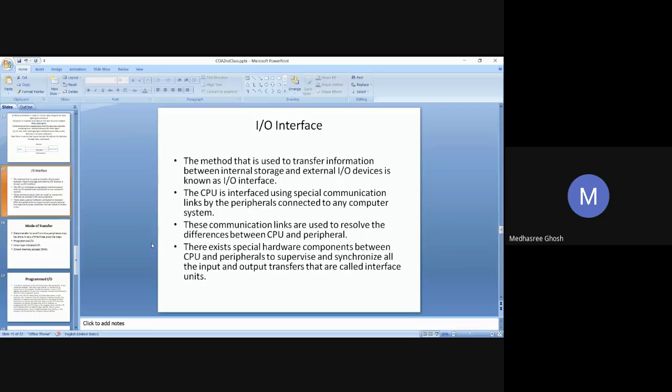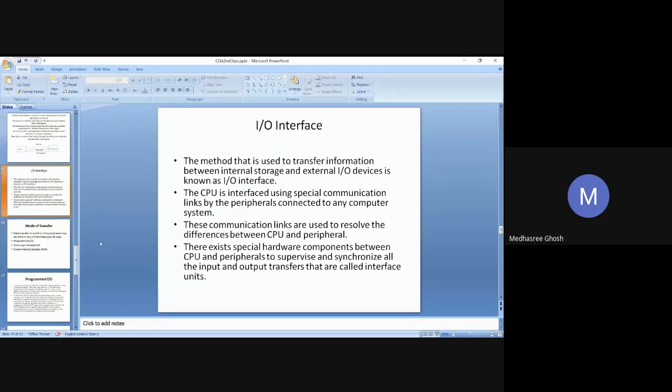See, last day we completed the strobe and handshaking method, and the rest of that part will be completed today, and we'll learn some new things. Okay, first of all, we'll learn about the IO interface.